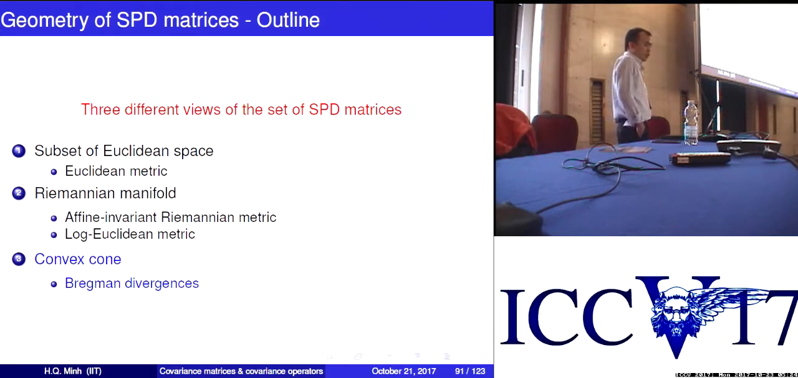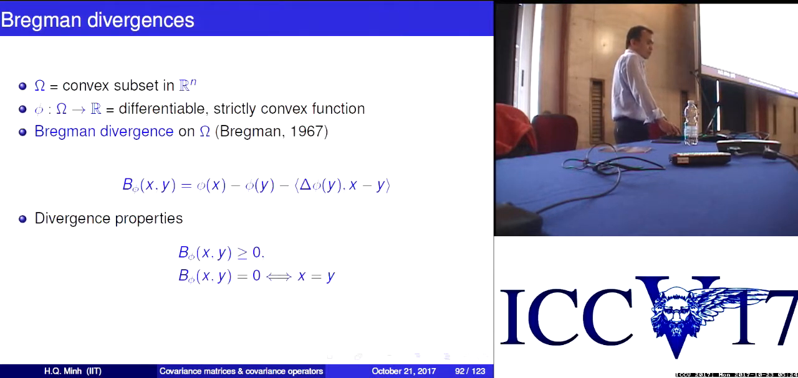Now, the third one is where we talk about the set of SPD matrices as a convex cone with the Bregman divergences. So these are not Riemannian metrics, but they're quite closely related. This starts from a very different viewpoint. It doesn't talk about the manifold structure at all. It starts from the convex structure. So Bregman, 1967, defined this Bregman divergence on a convex subset of R^n using a strictly convex function phi.